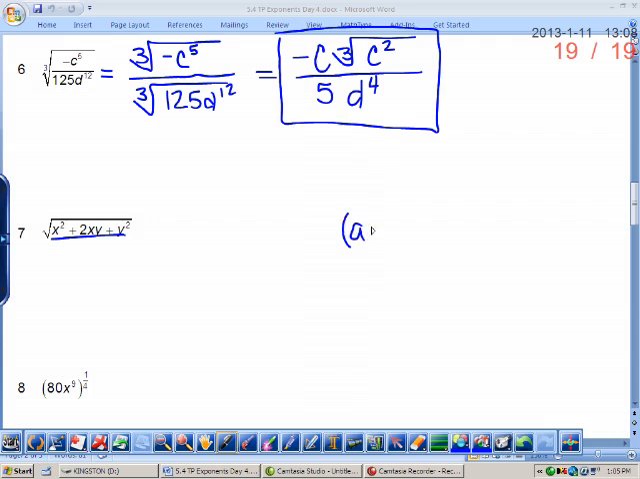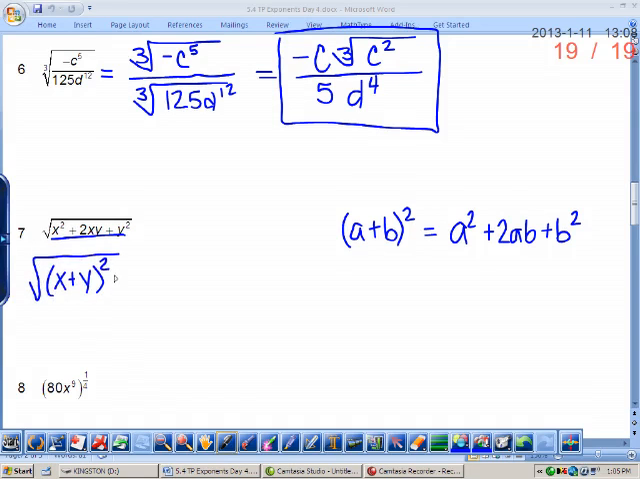Remember, hopefully you remember that if you square any binomial, you get a squared plus 2ab plus b squared. So how does x squared plus 2xy plus y squared factor? (x plus y) squared. And I want the square root of that, which is just x plus y. So if you have something with variables and addition or subtraction signs, you have to try and factor it first. Only if it's a binomial squared will you end up being able to take the square root of it.